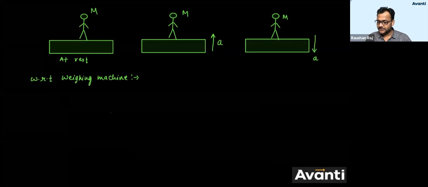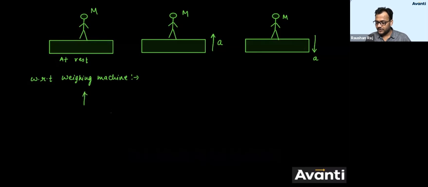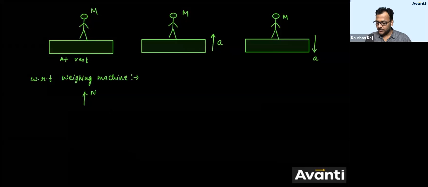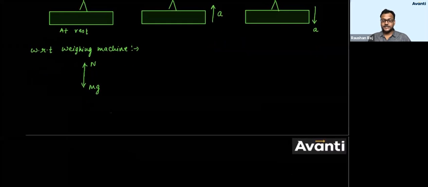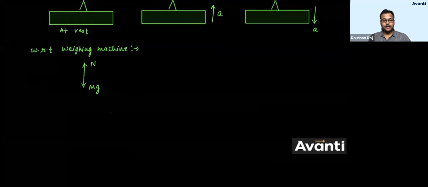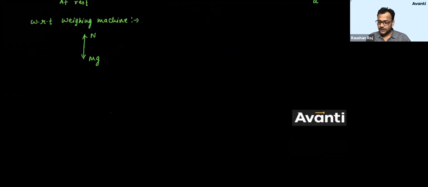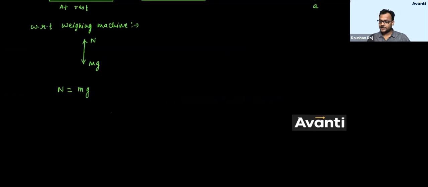Free body diagram कैसा बनेगा बच्चा लोग? तो upward will be normal reaction N, downward will be mg. These are the two forces. Acceleration of this weighing machine is 0, so there will not be any pseudo force that will act here. So I would simply say N will be equal to mg. No problem. First case, कहानी खत्म.